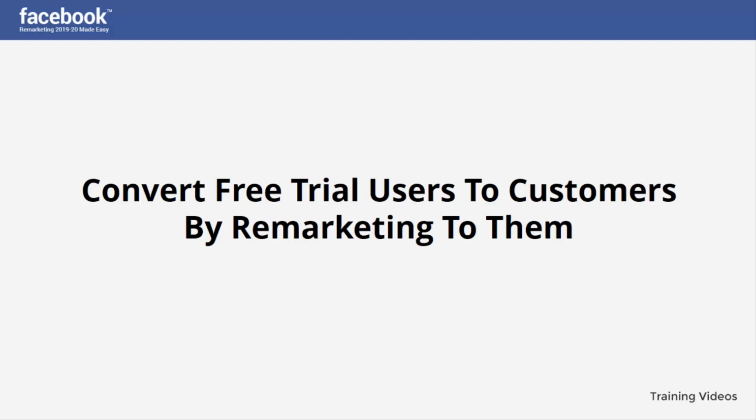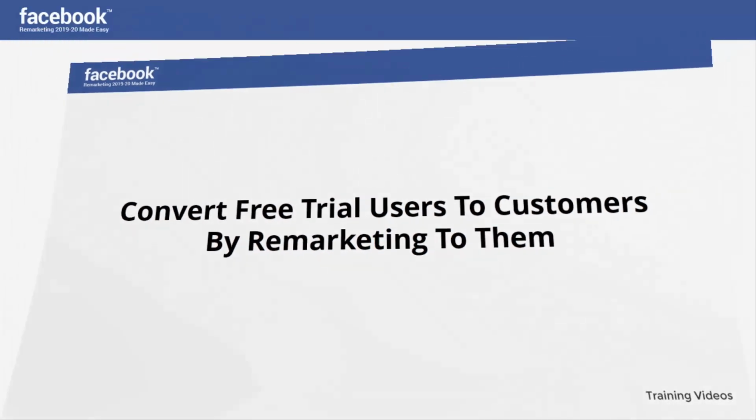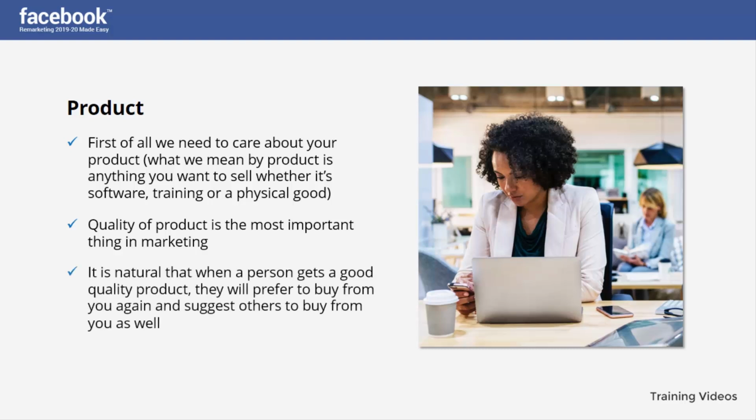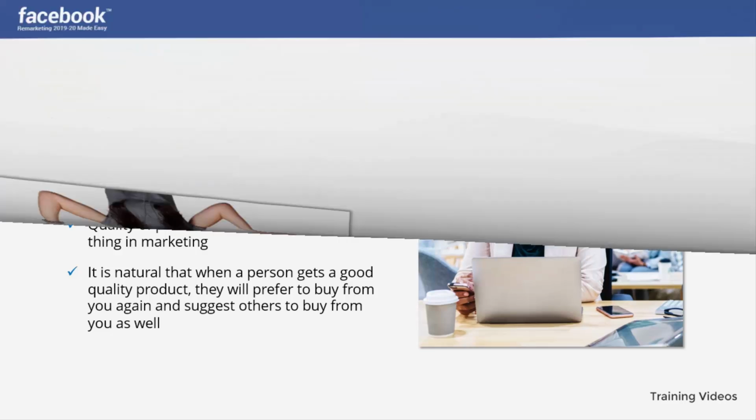When you are going to start a business, you just need a solid business plan which is based on a marketing term called the 4 Ps. Let's discuss them all one by one. Product. First of all, you need to care about your product. What we mean by product is anything you want to sell, whether it's software, training, or a physical good. Quality of product is the most important thing in marketing. It is natural that when a person gets a good quality product, they will prefer to buy from you again and suggest others to buy from you as well.